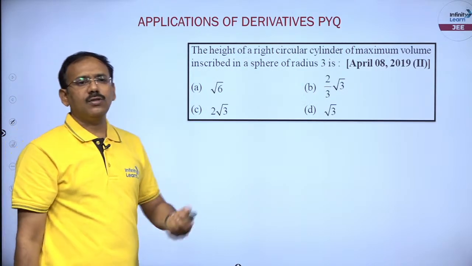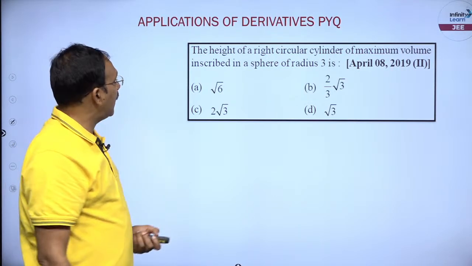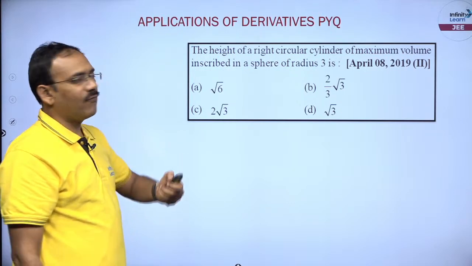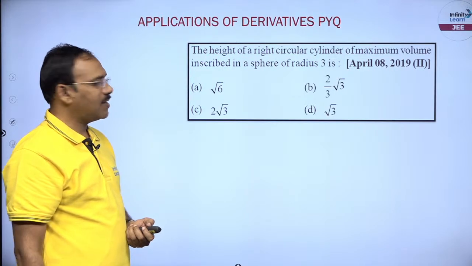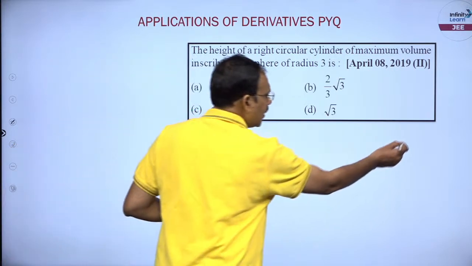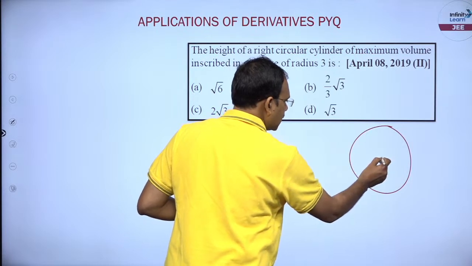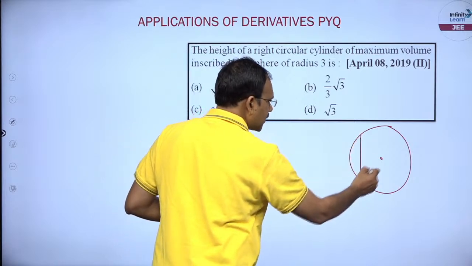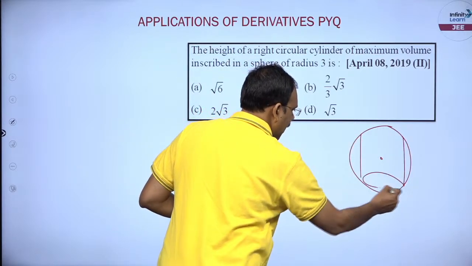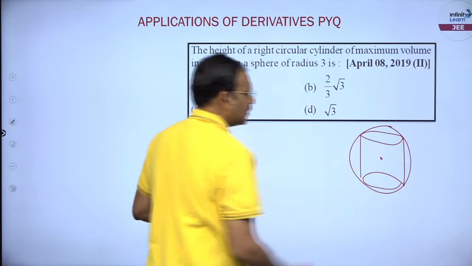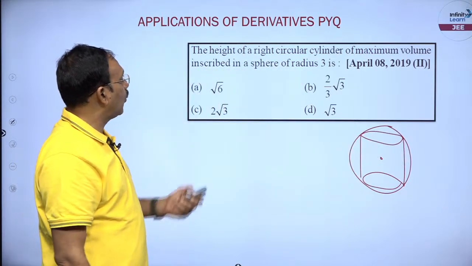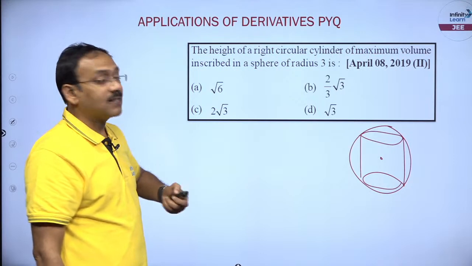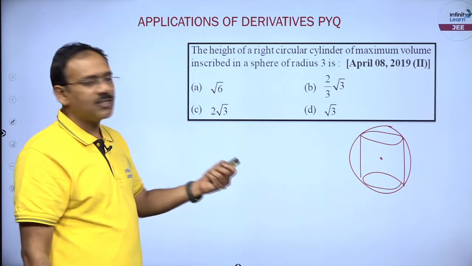Okay. You will also get problems related to geometry, like the height of the right circular cylinder of maximum volume inscribed in a sphere of radius 3. That means the sphere is fixed whose radius is 3, dear students. Now, there can be many cylinders inscribed in it. Inscribed means the edges will be touching like this. Many cylinders can be inscribed. What could be the height of a right circular cylinder of maximum volume which can be inscribed in this?